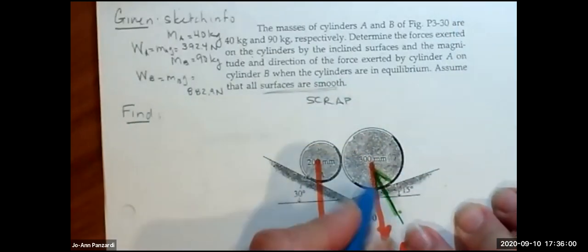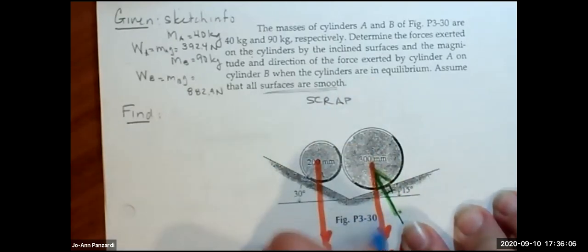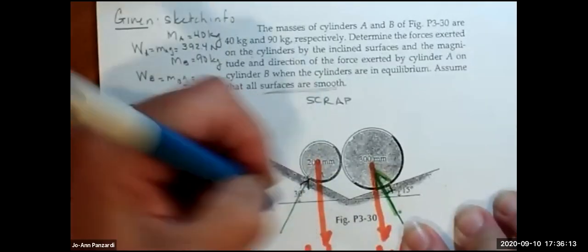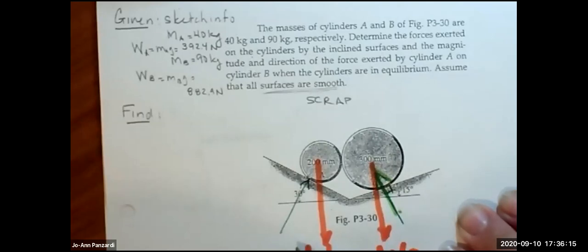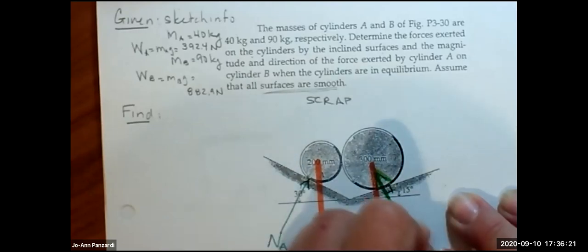There's a normal drawn from this surface, and this is supposed to be a right angle. I drew it off a little bit because of that thick weight. And then here, there's a normal. So Gerardo, what do you want to call these normals? What variable? A and B. Good. So normal A and normal B.